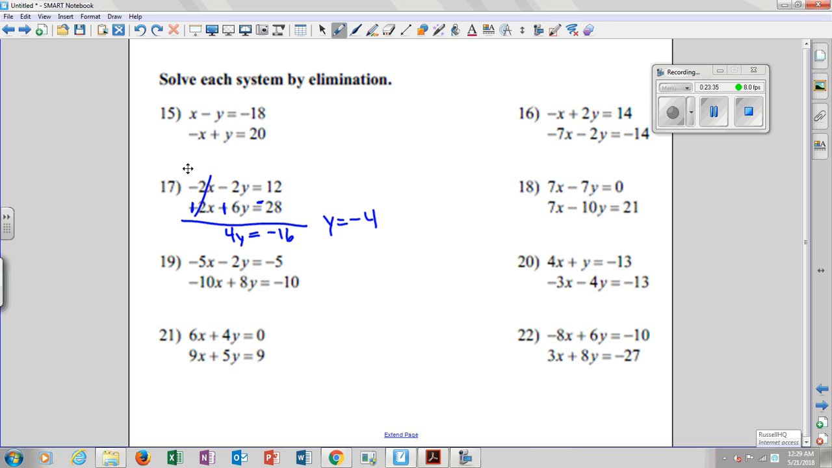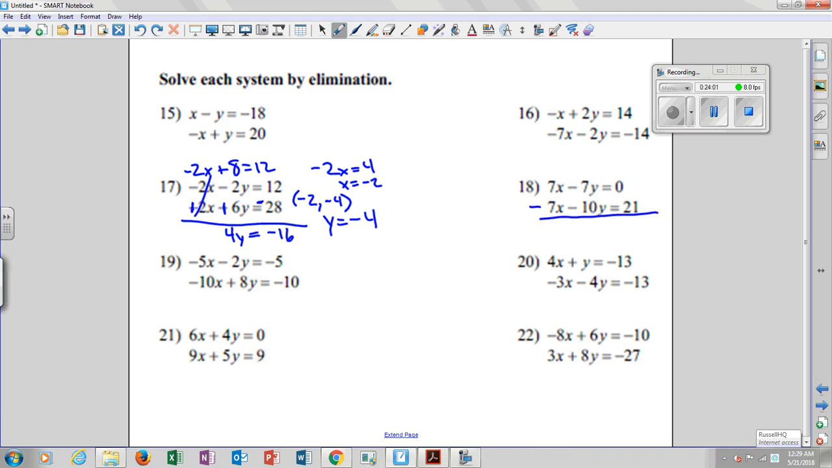Plug that in up here. Negative 2x minus 2 times negative 4 gives you a plus 8 equals 12. Subtract the 8. Negative 2x equals 4. Divide by negative 2, x equals negative 2. So you get negative 2, negative 4.